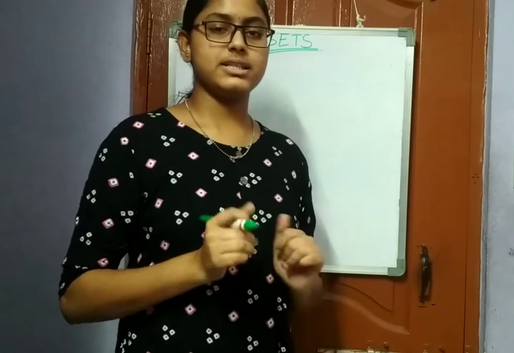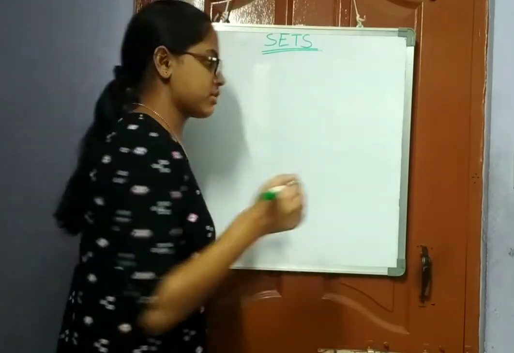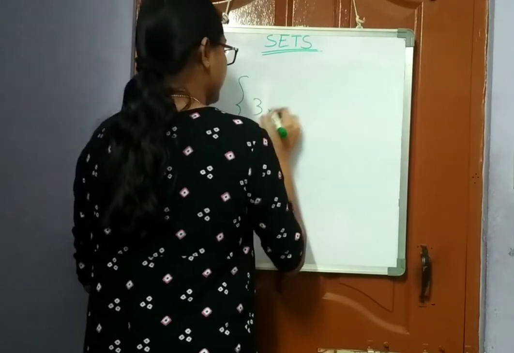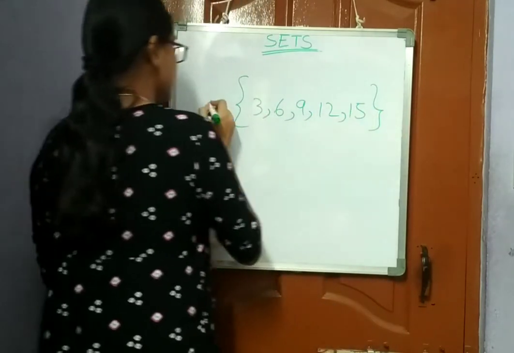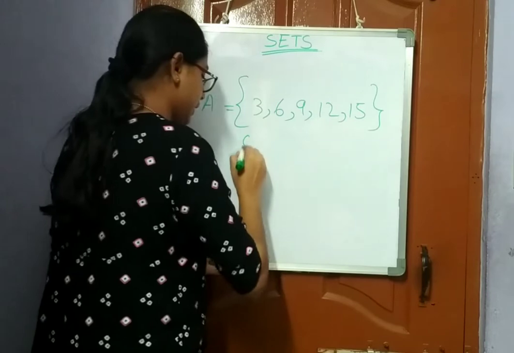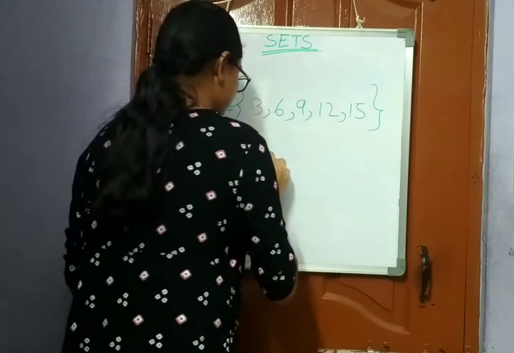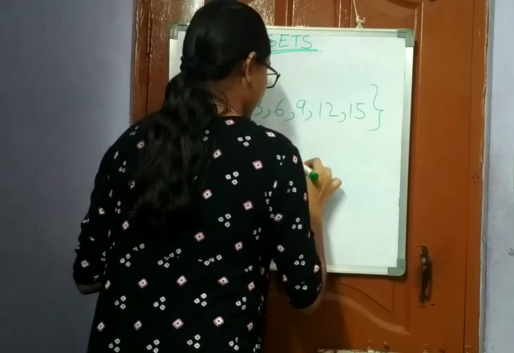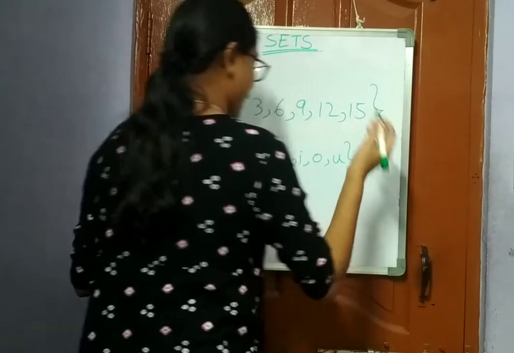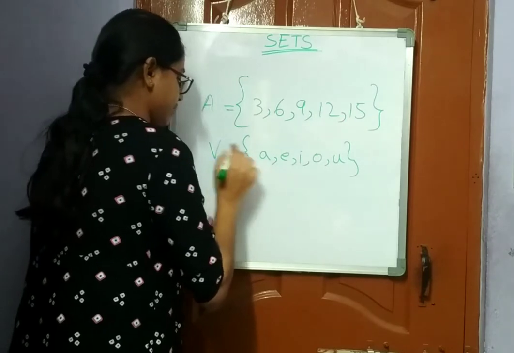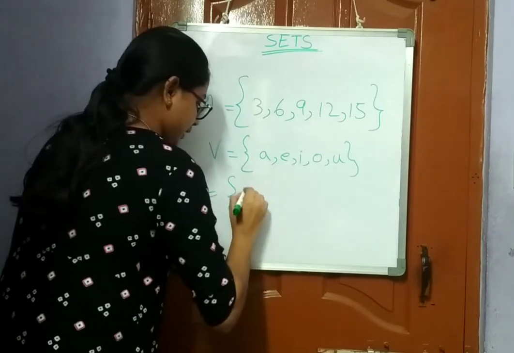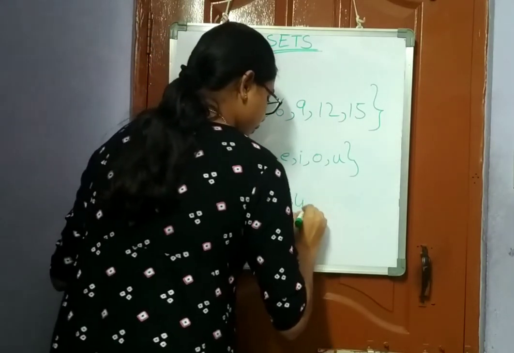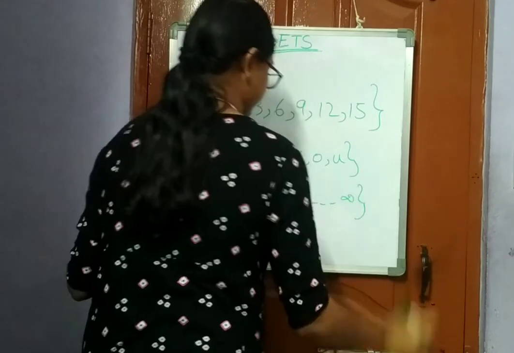Now let's take a look at some examples and how to represent them. Let's take an example of the first 5 multiples of 3. The first 5 multiples of 3 are 3, 6, 9, 12 and 15. I can represent this with A. Similarly, let's take the 5 vowels, that is A, E, I, O, U. I can represent this with V. Similarly, I can represent natural numbers with N, that is 1, 2, 3, 4 and so on up to infinity.